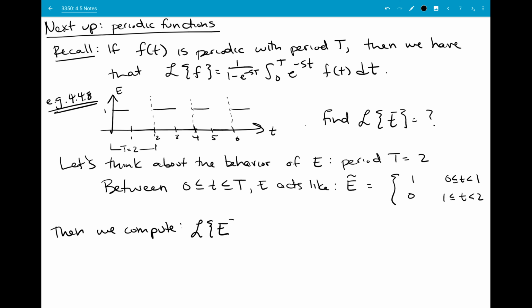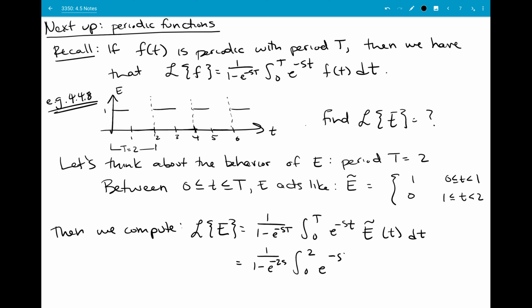So L of E is 1 over 1 minus e to the minus st, integral 0 to T, e to the minus st, this E tilde of t with respect to t. Lots of t's hanging around. I'm going to go ahead and replace the capital T right now. 1 minus e to the minus 2s, integral from 0 to 2, e to the minus s, that's a little t, it stays the same, E tilde of little t, that stays the same, integrated with respect to t.